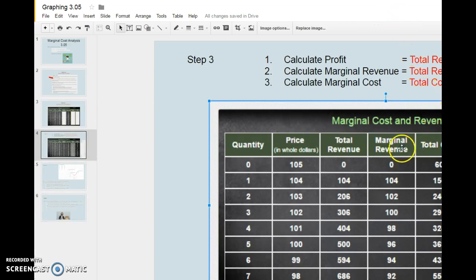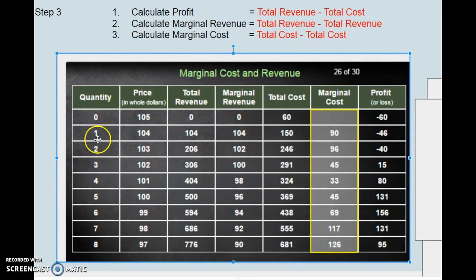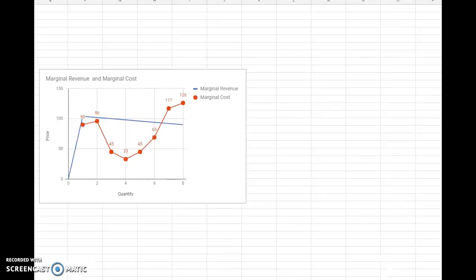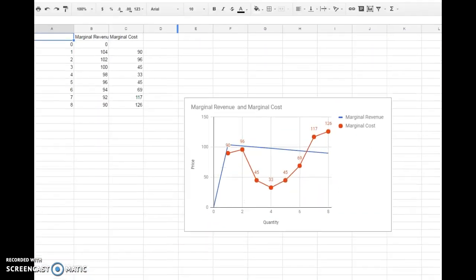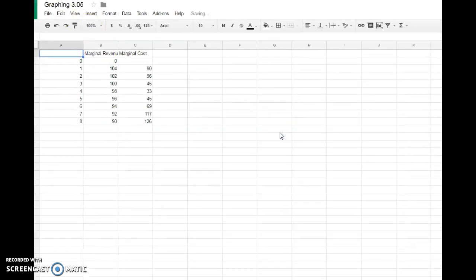So I'm going back here. And all I need is a couple of columns. I need this column, so I'm going to highlight everything here in quantity, 0 to 8, and everything here for marginal revenue, 0 to 90. And this one, marginal cost, is 0 to 126. Going to place it right here. Let me delete that so it doesn't show anymore. So I placed it here.